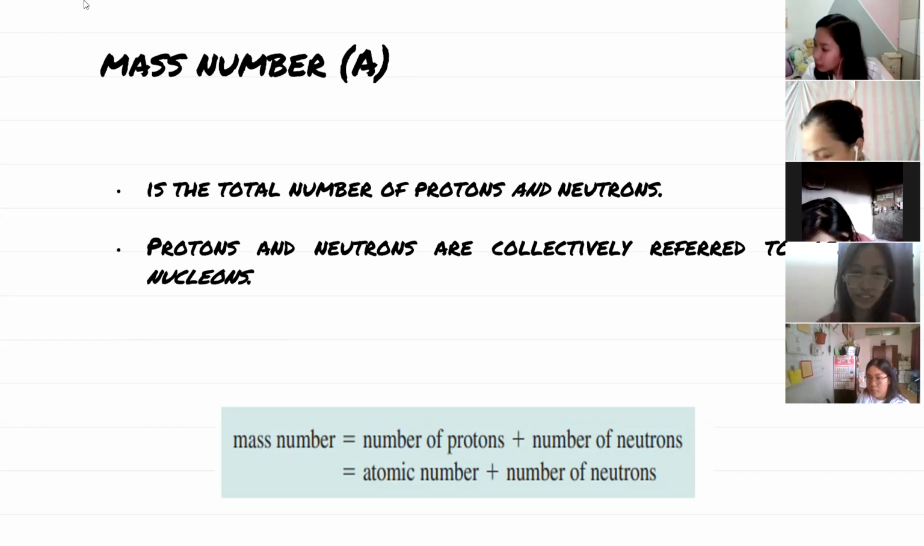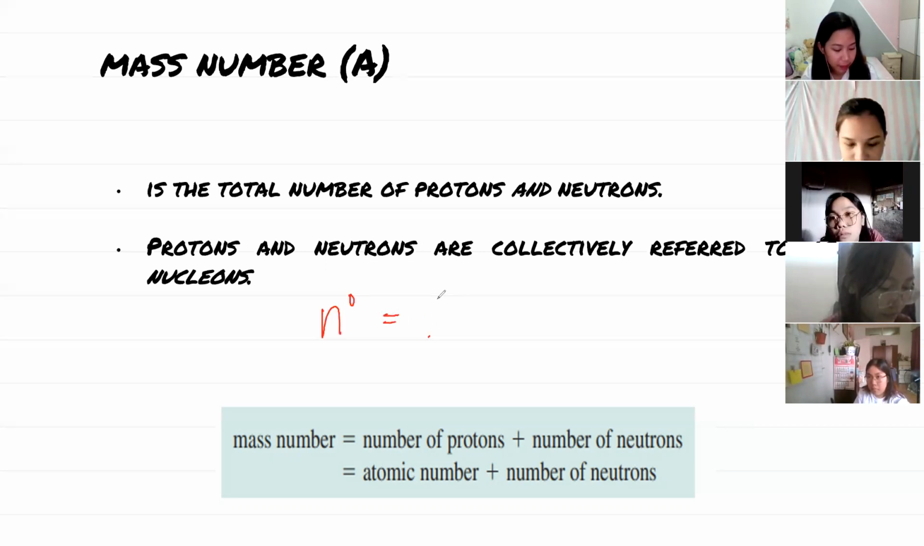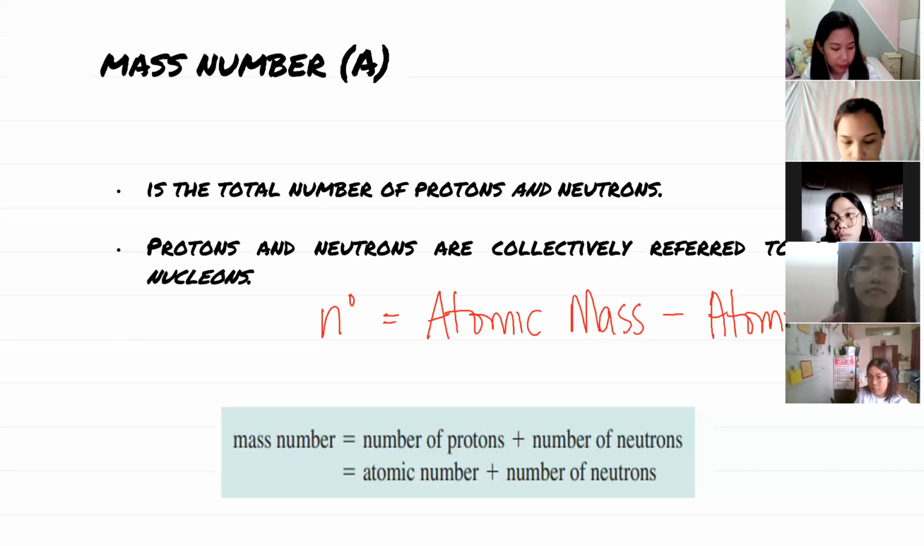So again, mass number is equal to the number of protons plus the number of neutrons. Class, if we want to know the number of neutrons, the number of neutrons is equal to the mass number minus the atomic number. Again, that's our formula to know the number of neutrons.